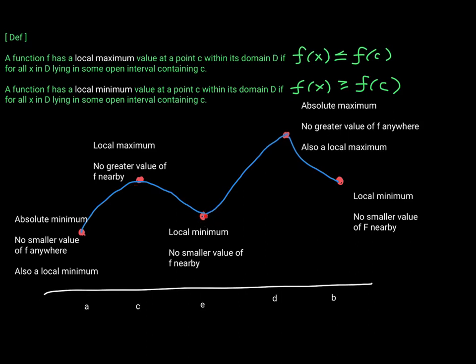Here's a local minimum. It's not an absolute minimum because there's a lower point over here, but it is a local minimum. It's the smallest value of f nearby. Here's a local maximum, but it's an absolute maximum because there's no greater value of f anywhere, not just nearby, but anywhere. And then finally, this is a local minimum, no smaller value of f nearby. I didn't mean to capitalize f right here. I'm still talking about the same function.